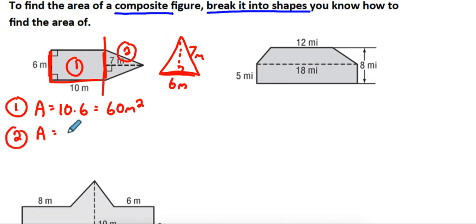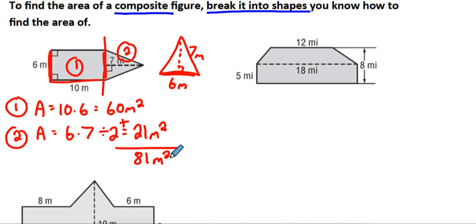Remember, for the area of a triangle, we do base times height, but we divide by 2. 6 times 7 is 42, divided by 2 is 21 meters squared. And then when you're done, you take your two pieces and add them back together. So I would get 81 meters squared.